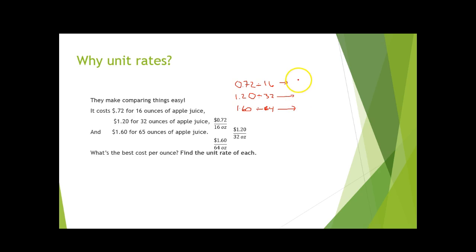And that's going to be per 1 ounce, for each of them. And that is going to help us recognize which one is less. Once you have denominators that are the same, then you can figure out which one's actually more or less. It's a fraction.